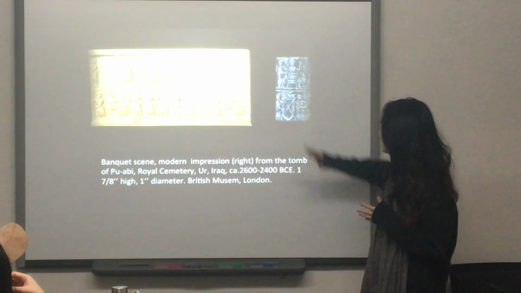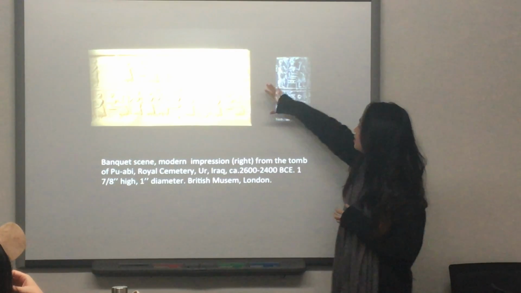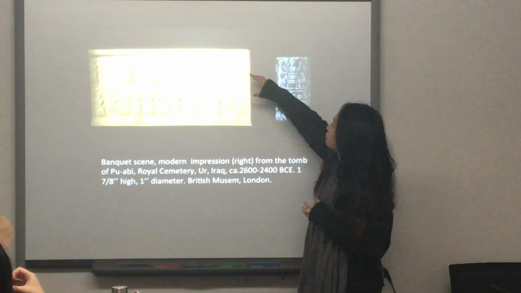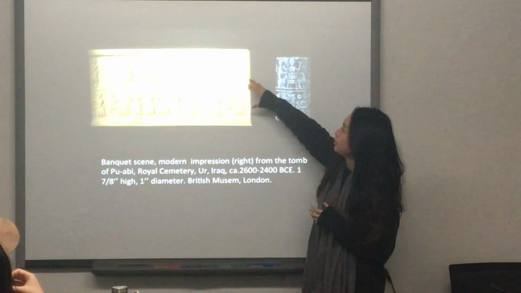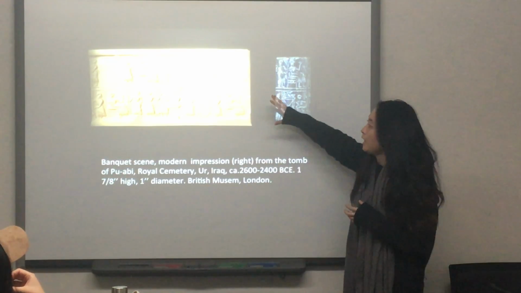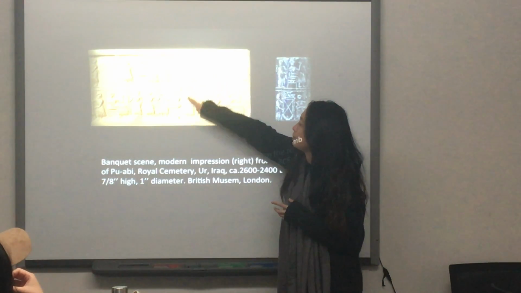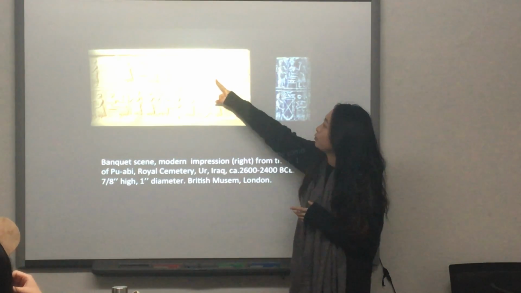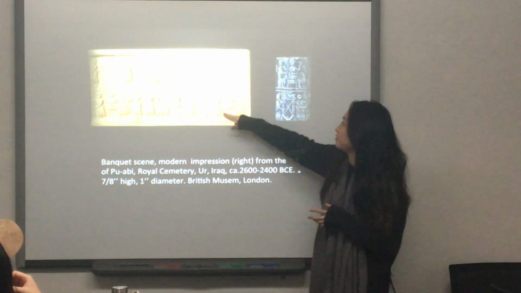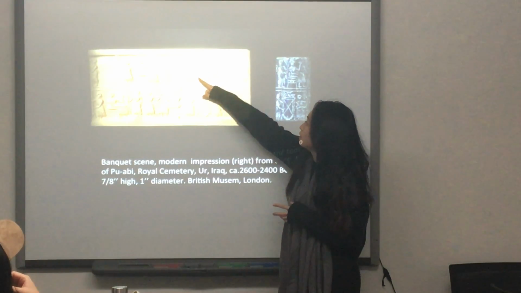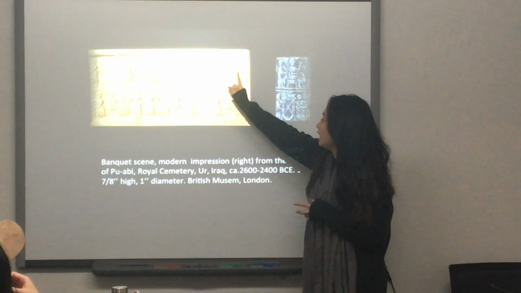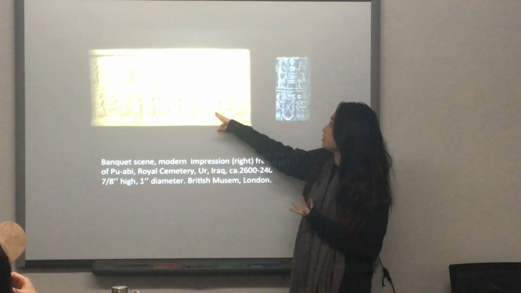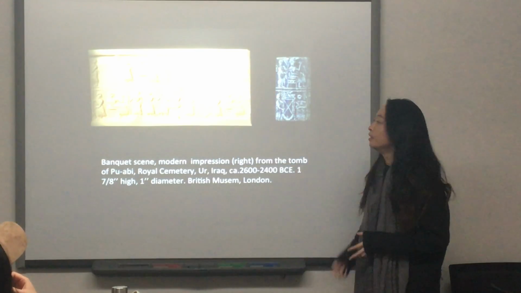Now let's take a closer look. The cylinder seal is divided into two horizontal bands, and in the first and the second, we can see the narration is almost the same. The only difference is the gender of the main character. They are all sitting on chairs, drinking from their beakers while being attended by several servants. In the first one, there's a woman and a man, and the woman might be Puabi herself. In the second section, all the characters are male.